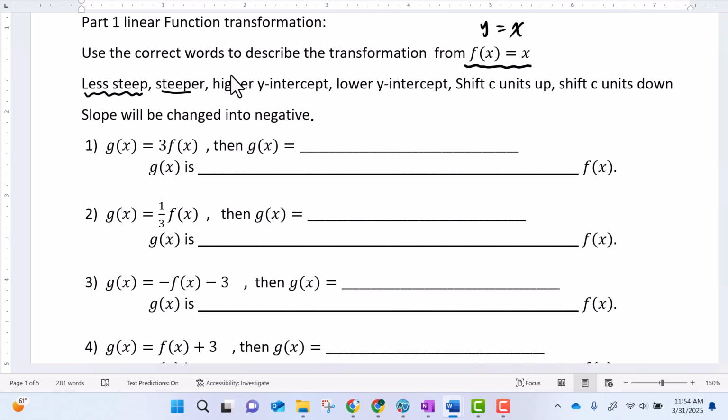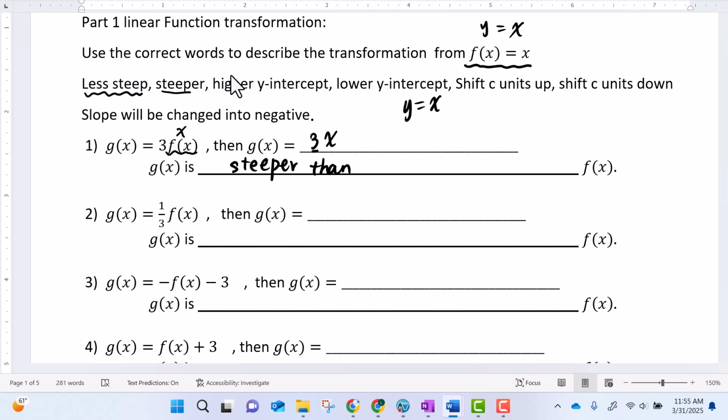1. g of x equals 3f of x. We need to change this f of x into x. That's all. So g of x equals 3x. The bigger slope means the steeper line. So g of x is steeper than f of x.